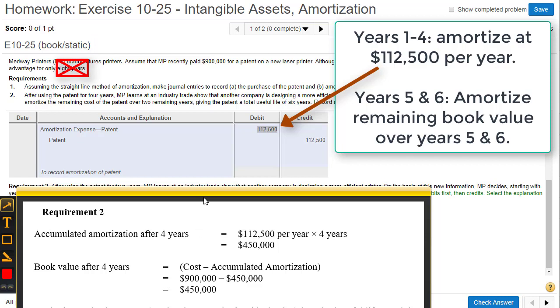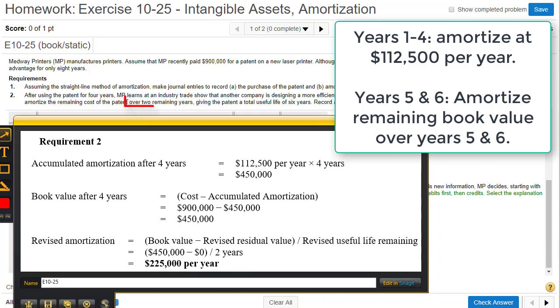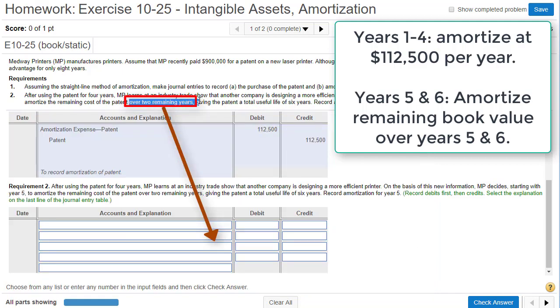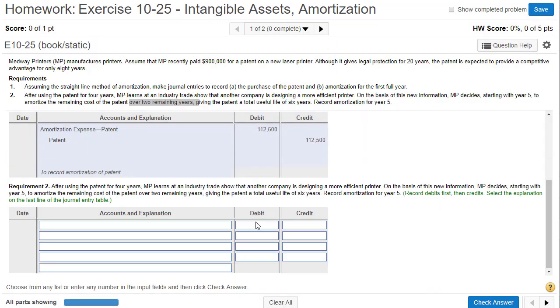Now we need to calculate our revised amortization. So the way we do that is we take the book value and we subtract the revised residual value, which is still 0, and then divide by the revised useful life remaining. And the useful life remaining is only 2 years according to this. So if we take the book value, $450,000, divided by 2 years, gives us $225,000 of amortization for those 2 remaining years. And that's per year. So $225,000.